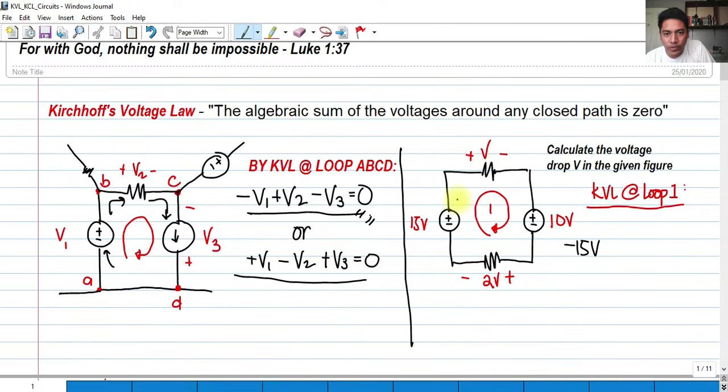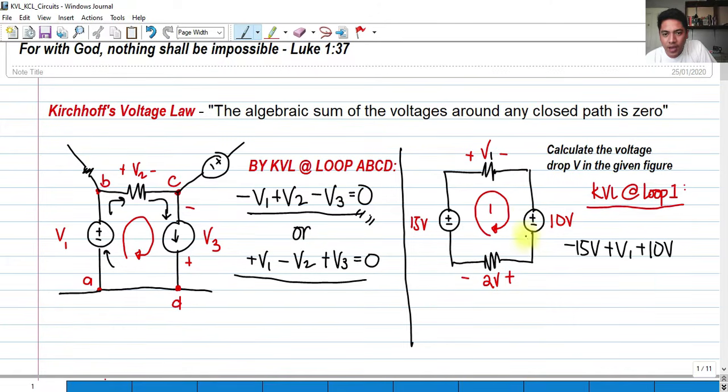As we continue the loop, it would enter the positive terminal of the resistor. So we have plus V. It so happened that this is actually what we are trying to find. Let's label this as V sub 1, V sub 1 instead of V. After entering here, it leaves on the right side of the resistor, and it enters another voltage source. So we have plus 10 volts.